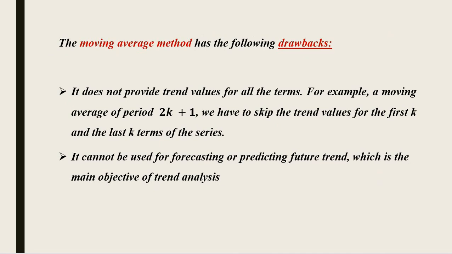The moving average method has some limitations too. It does not provide trend values for all the terms. For example, for a moving average of period twice k plus 1, we have to skip the trend values for the first k and the last k terms of the series. It cannot be used for forecasting or predicting future trend, which is the main objective of trend analysis.